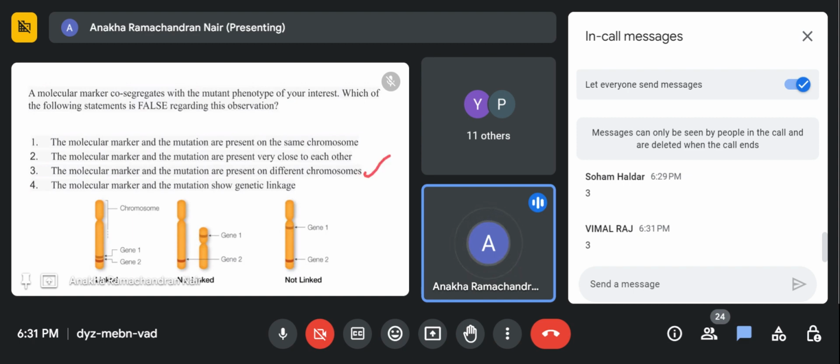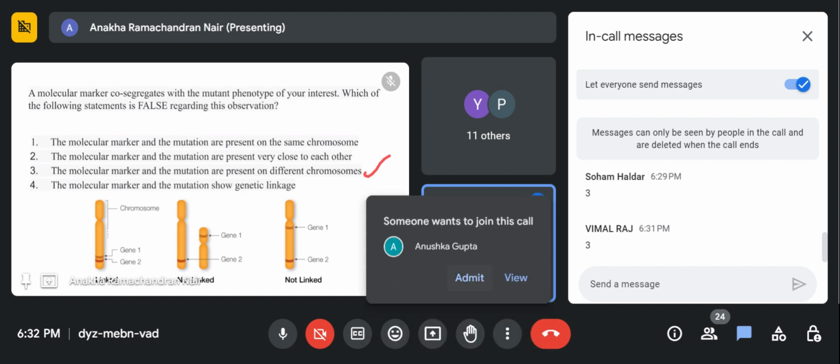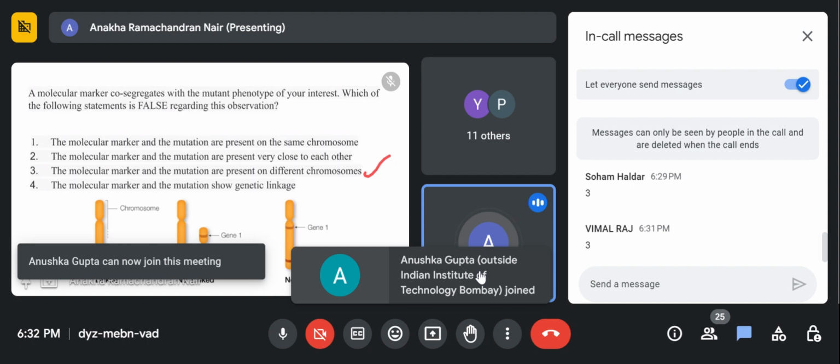If they were on different chromosomes, you will not see co-segregation. Just because the molecular marker is there in the cell, it does not mean that the mutant phenotype will also be there in the cell. During recombination, if they were on different chromosomes, definitely you would get recombinant products in which either has only the molecular marker or only the mutant phenotype.